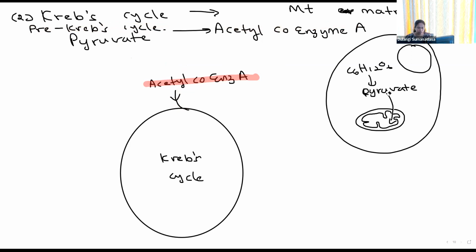So pyruvate enters into the mitochondrion and breaks down into acetyl coenzyme A. So this is a 2-carbon compound. And then acetyl CoA enters the Krebs cycle, with further breakdown until it releases carbon dioxide. Right? So we went from the glucose 6-carbon until the last carbon dioxide. Can you draw an arrow going out and write down carbon dioxide?